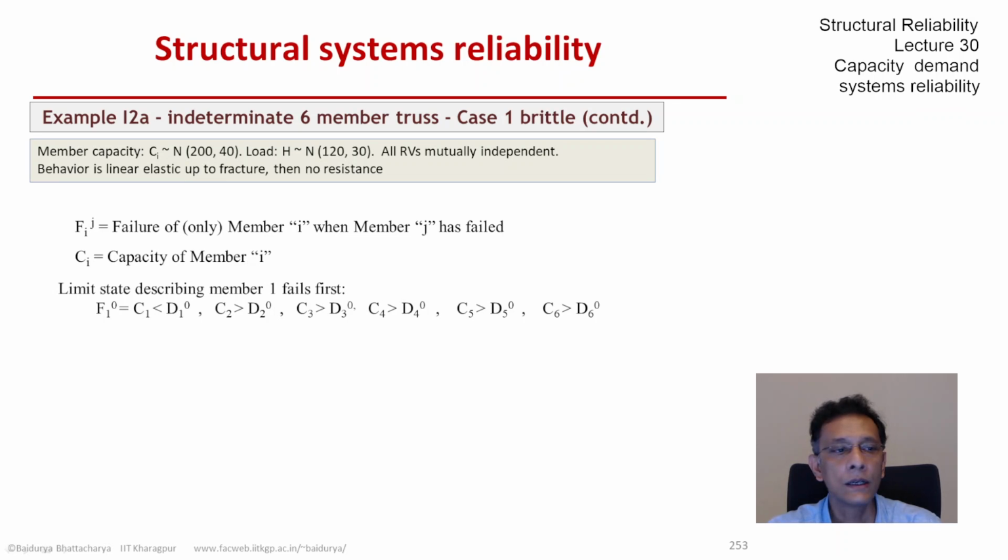That means that from the intact state, member 1 fails first, only member 1 has failed. That would happen if C1 is less than D01. Member 1 is not able to carry the load in the intact state, but all the other members are able to carry the loads given on them in the intact state. So that is intersected with C2 greater than D02, C3 greater than D03, all the way up to C6 greater than D06.